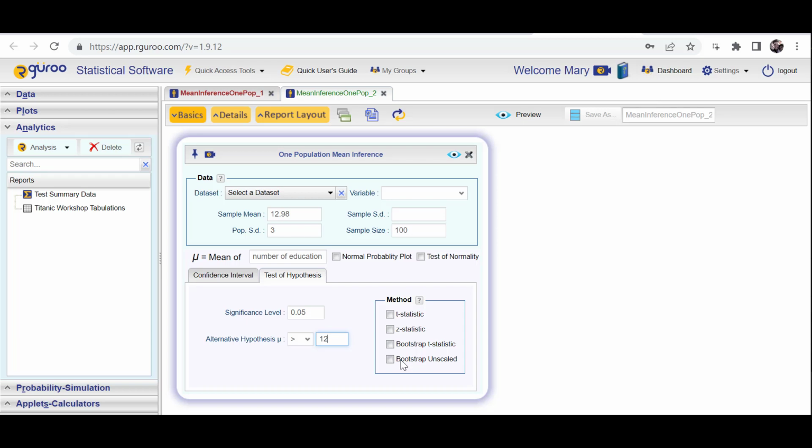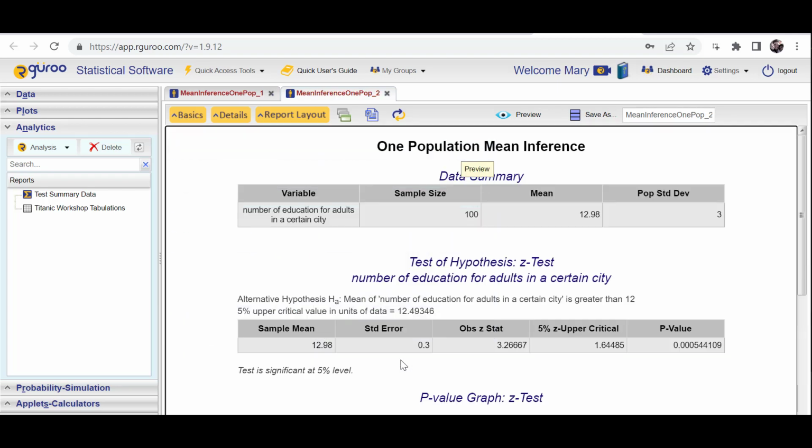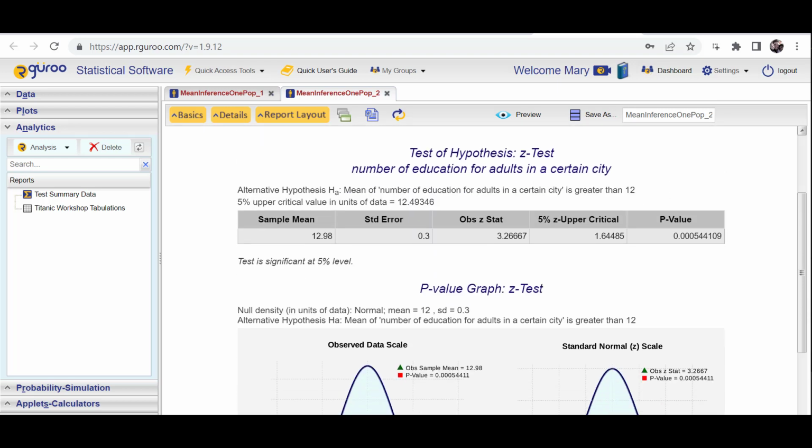You are going to click Z statistic. Again, Z statistic gets clicked if you know the population standard deviation, and T statistic gets clicked if you know the sample standard deviation instead. And then we'll hit preview. All right, so a lot of stuff is going on here. We've got a variable, sample size, mean, population standard deviation. Then you have a second thing here with a sample mean, standard error, observed Z-stat. This one right here, in Newton, it's going to ask you for what is called a test statistic.